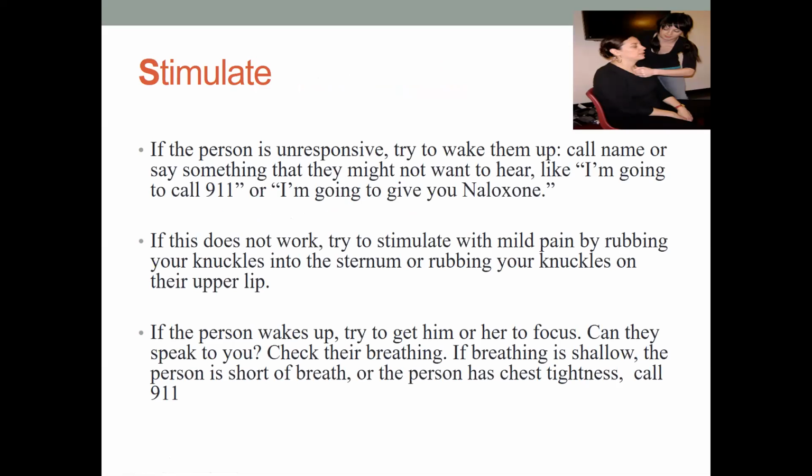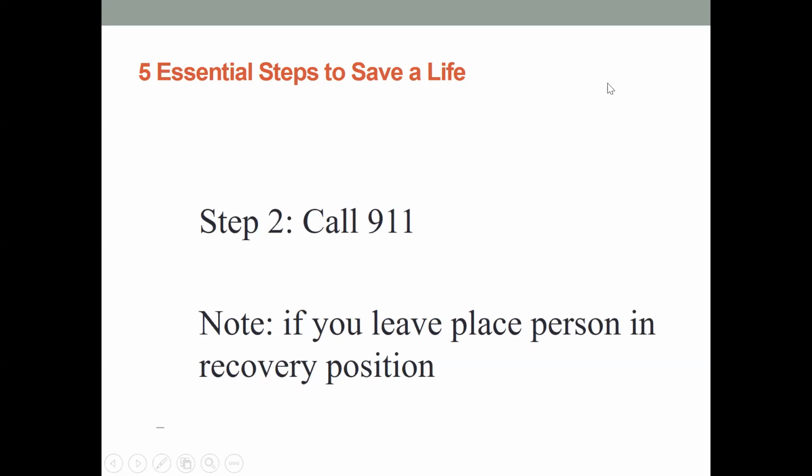And if that does not wake them up, then you want to go to step two. Step two is to call 911. Just a little note, if you leave the person at any point, make sure you put them in the recovery position. That's essentially getting them on their side.